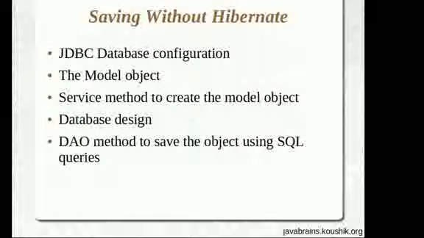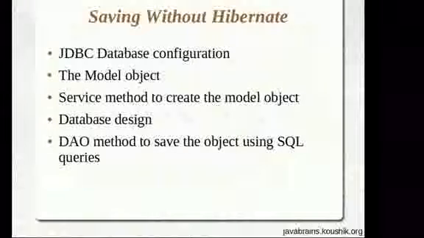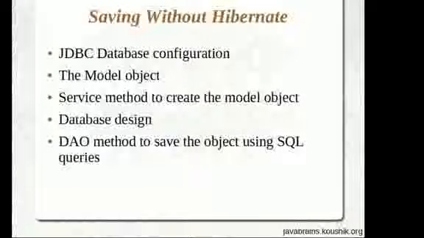The next step is to actually write the DAO layer. We need to write code, which is a method which takes this object and generates the SQL queries. It uses the JDBC connection and it creates a connection. It runs the query and it inserts the data to the database. So these are, at a high level, the steps required in order to save an object to the database if we were not using Hibernate. Now let's see how Hibernate changes the whole picture.